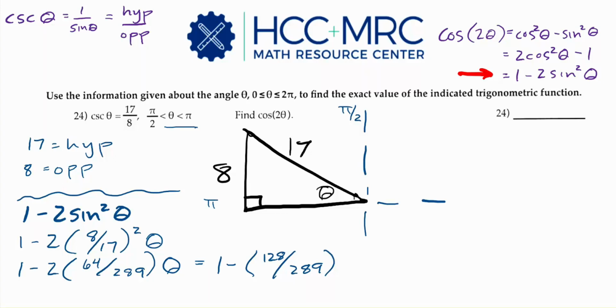You want to remember here, to make it easier on you if you aren't already thinking this, that 1 is the same as 289 over 289. So our final solve will be 161 over 289 equals cosine 2 theta.